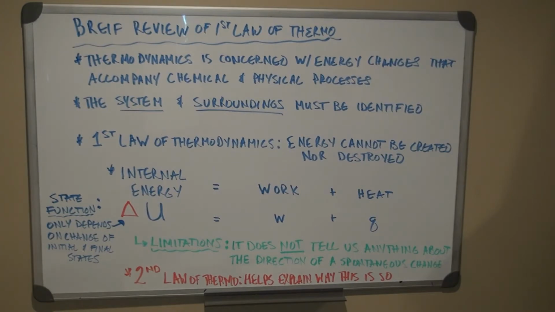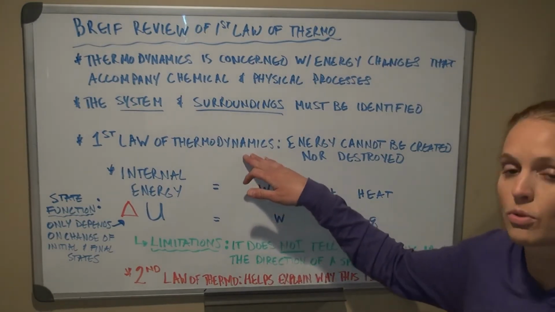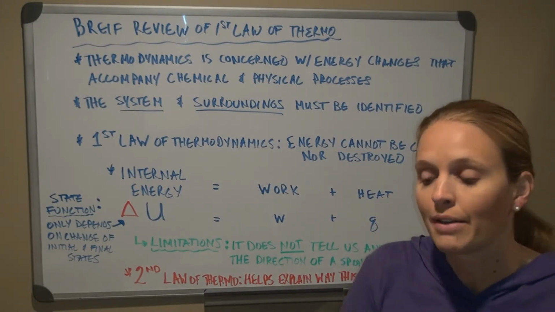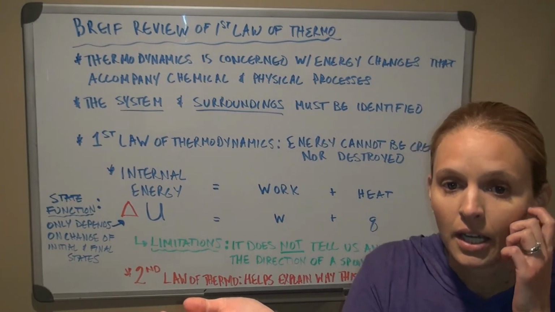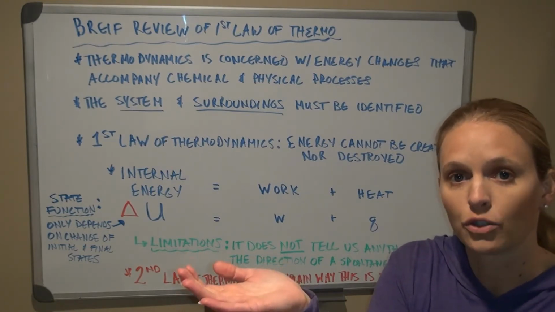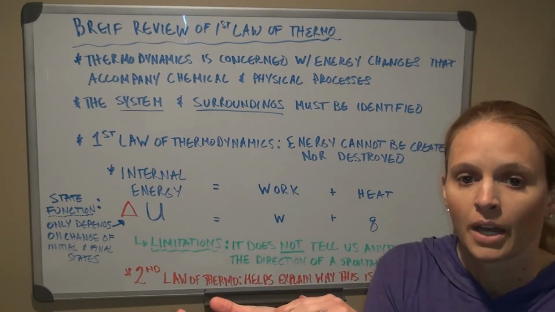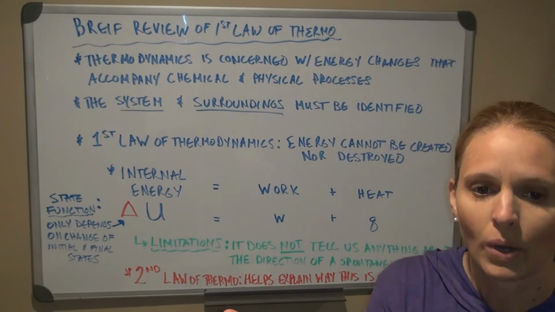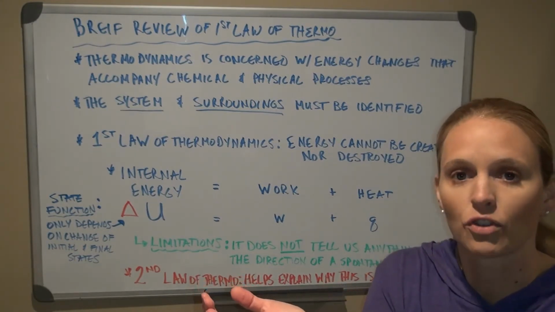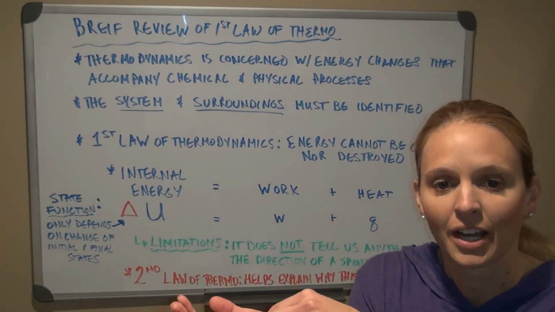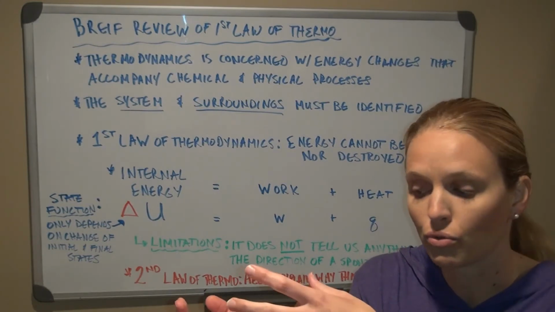So one of the main limitations of the first law of thermodynamics, which is why we need the second law, is that it doesn't tell us anything about the direction of a spontaneous change. If I have an ice cube in my hand and it melts, the first law tells us energy was transferred from my hand to the ice cube to melt it into a liquid. But why doesn't the liquid transfer energy back into your hand and then turn into an ice cube?